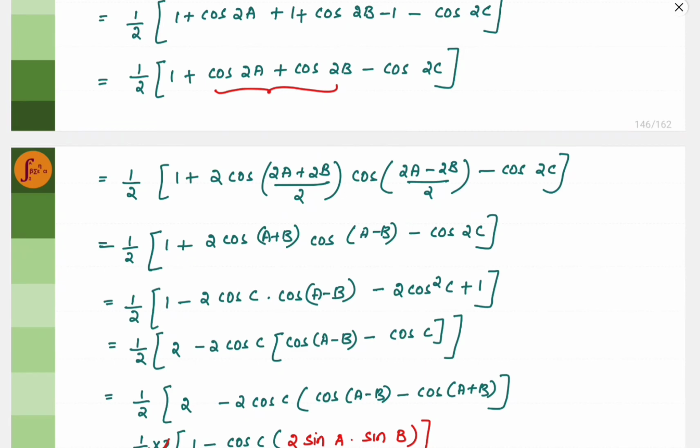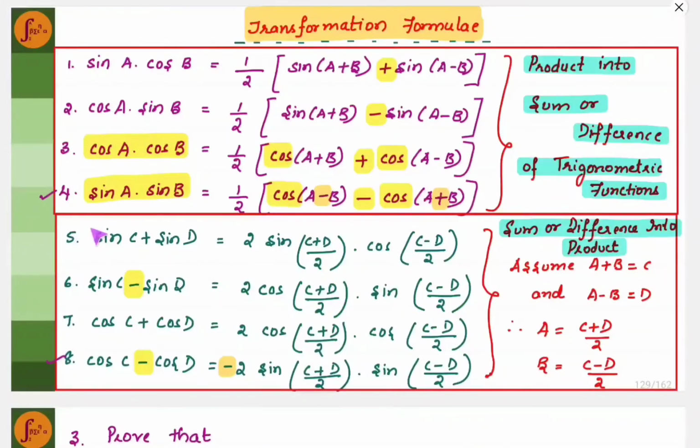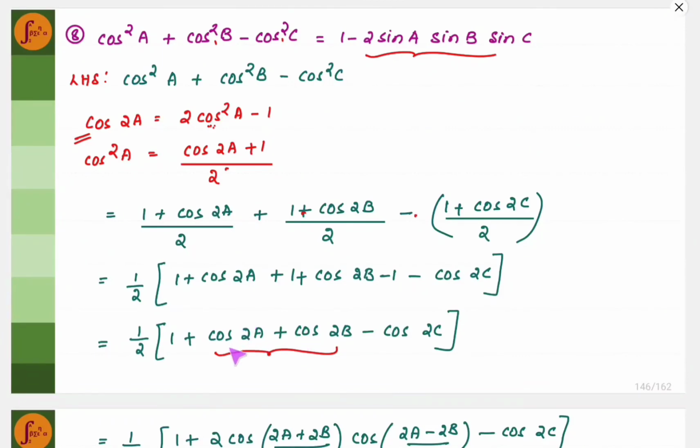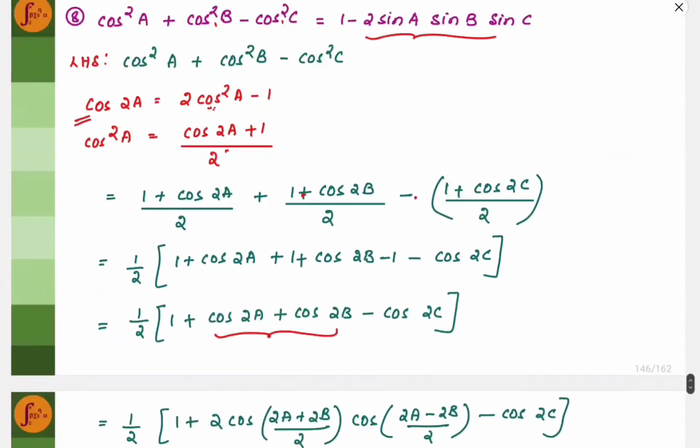This is an addition, so we'll have to use the second set. What is the second set formula? We'll have to use the second set of formulas, where we have cos c plus cos d. We'll have to represent it as cos c plus d by 2 into cos c minus d by 2. This is the third formula, and we'll have to remember there is a 2 here, right? So instead of c we have 2a, instead of d we have 2b, and c plus d by 2 becomes 2a plus 2b by 2.